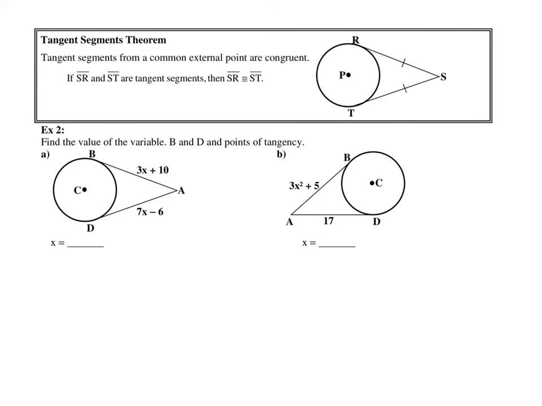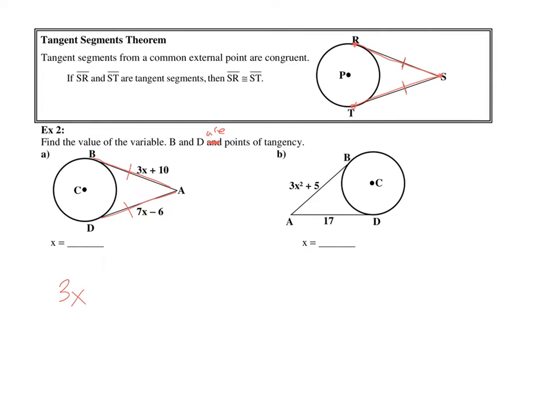Tangent segments theorem. All right, tangent segments from a common external point are congruent. All right, here's the external point, and both of these segments are tangent to the circle. They touch one point, so that means that they are congruent. All right, so example 2 says, find the value of the variable. B and D are points of tangency. All right, so these two segments are tangent to the circle, so they are congruent.